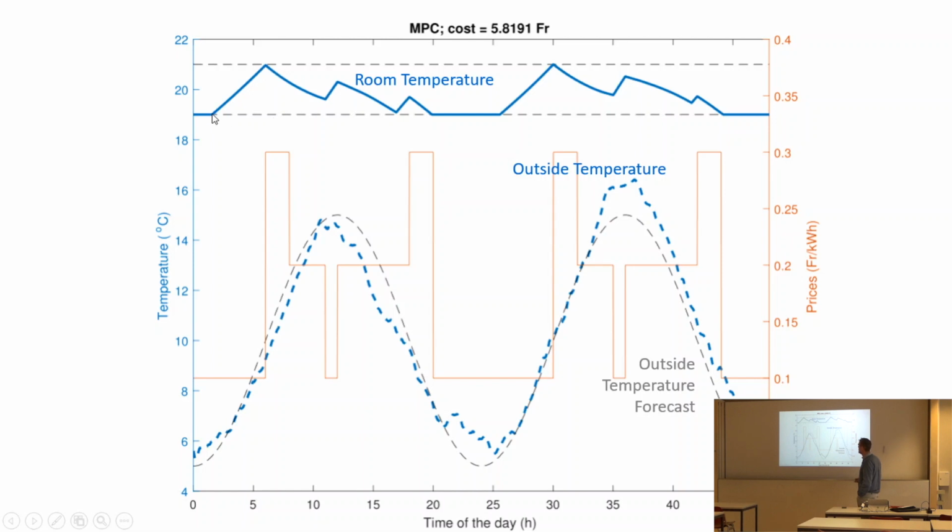We see the room temperature. The set band, the comfort zone, is 19 to 21, which means we would like to be at 20 degrees here. And we see that, for example, at this point, if we had a very powerful system and we didn't care about the price, then the room temperature should be close to 19 degrees. We allow anything between 19 and 21, and probably the cheapest would be here. But that's not what the optimal solution does.